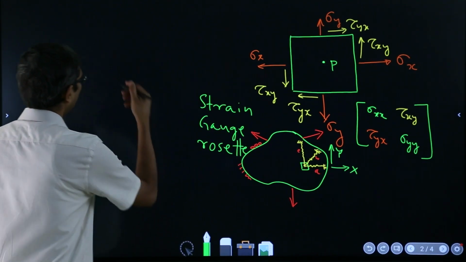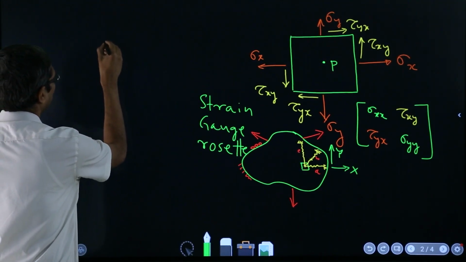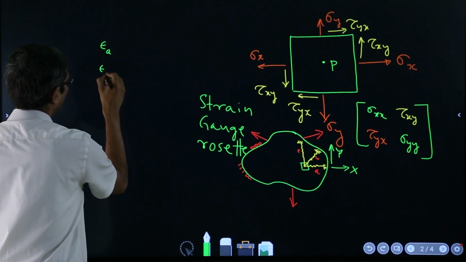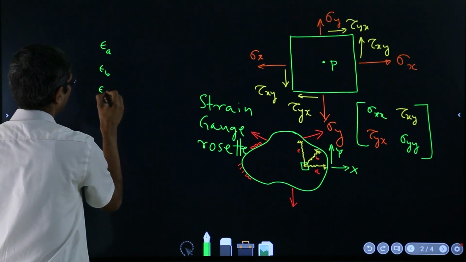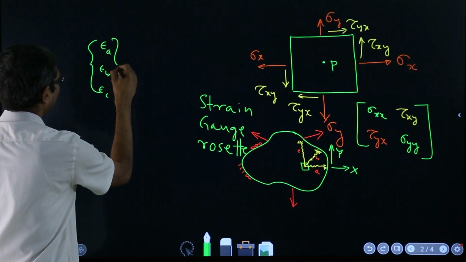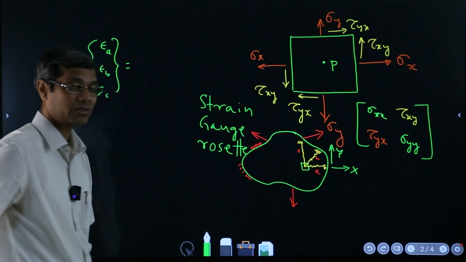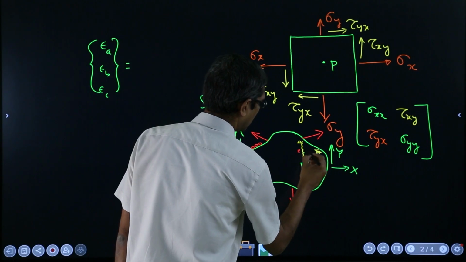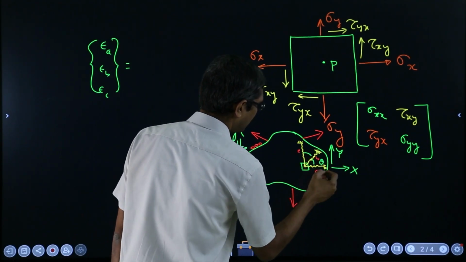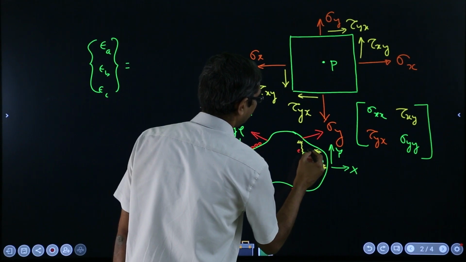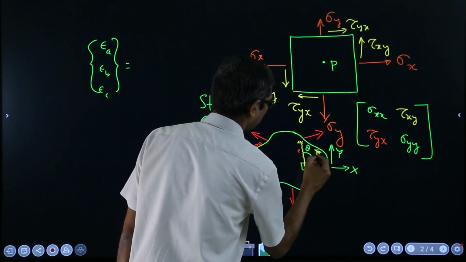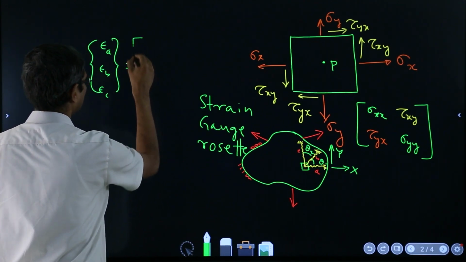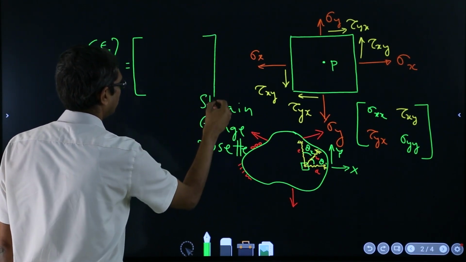and that gives us, say, epsilon A, epsilon B and epsilon C. So these are the three strain values we have got from there, and suppose we know these angles, theta. Generally they are put at 45 degrees, theta 1, theta 2, etc. So then they have developed a relationship, for example like this.